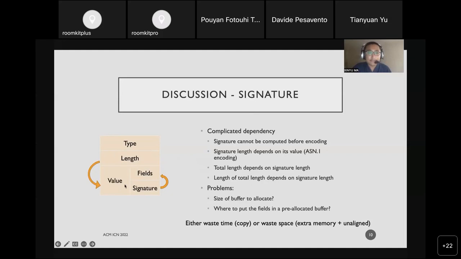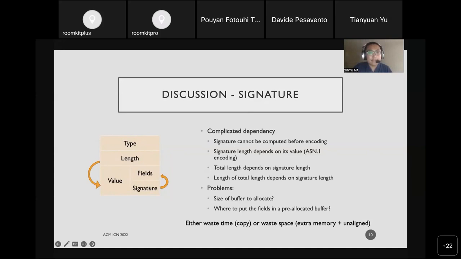We suppose this is a data packet. At first, we have a data type, and then we have a data length. And then the data value part contains the fields and the signature value. But the thing here is that to compute the signature, we have to have encoded fields. And the length of the signature depends on the encoded fields. And the length of the packet depends on the length of the signature.